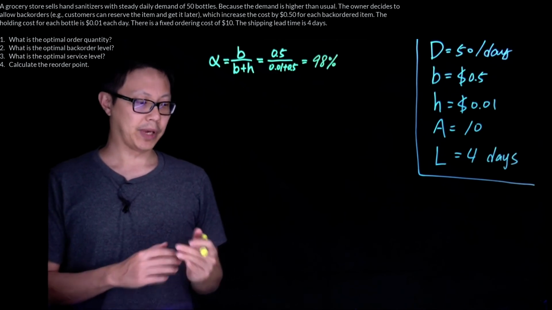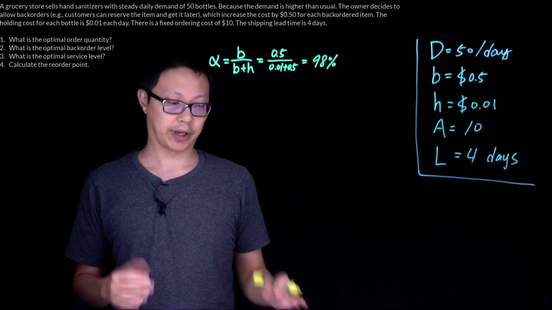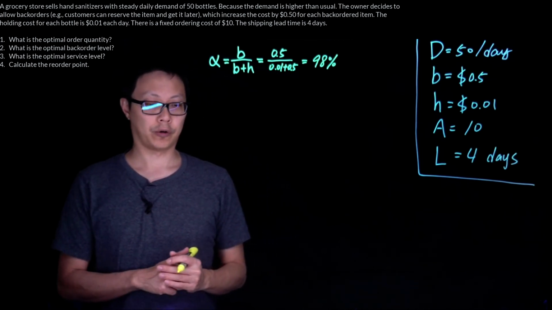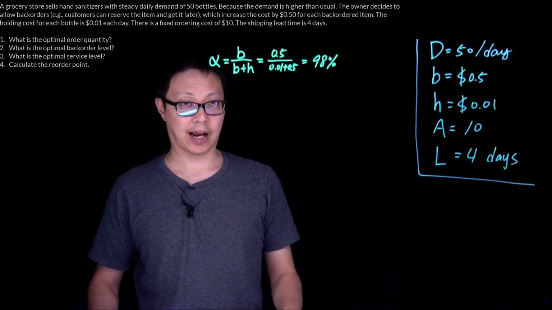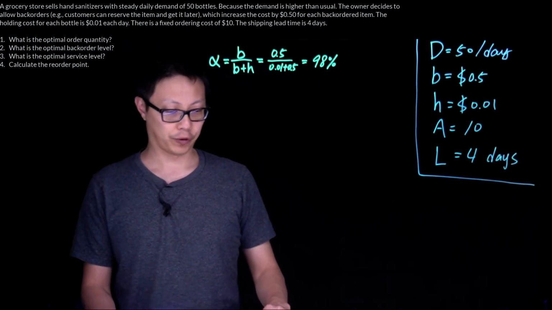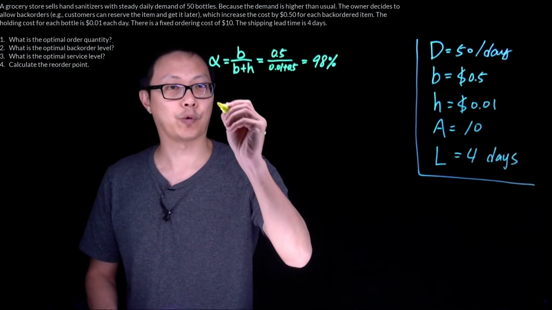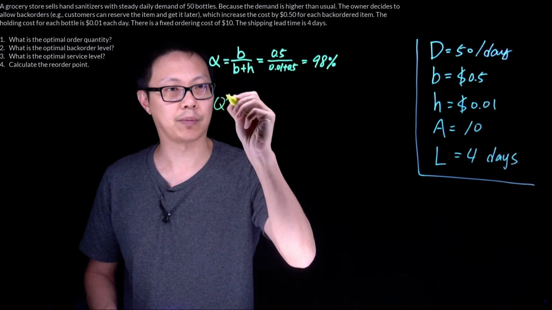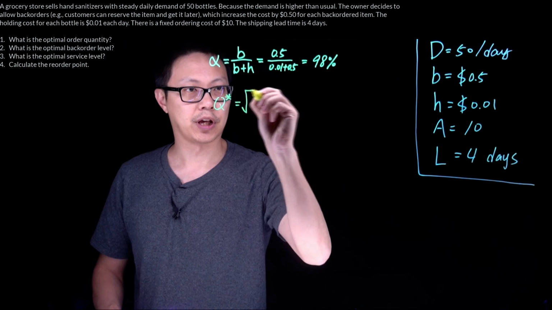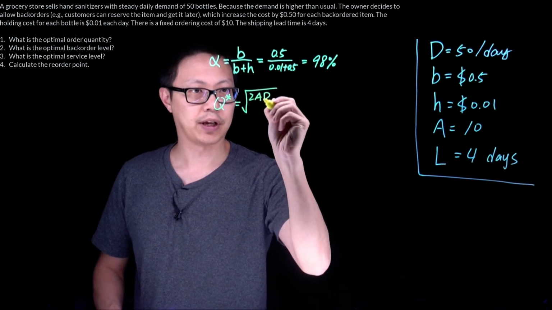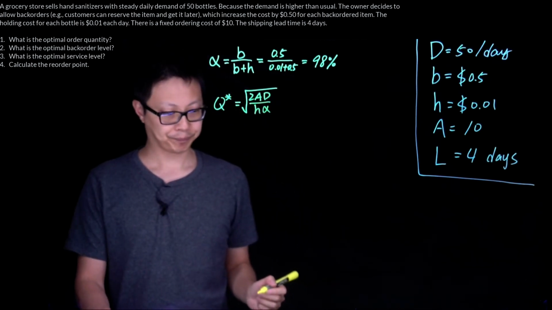Okay, so it means that when the customer arrives, 98% of the chance they will be able to get the item right away. Or put it differently, only 2% of the customers will experience stock out and they need to get the back orders. So once you have the service level calculated, the next thing we want to do is to calculate the optimal quantities. And it will be equal to square root of 2AD divided by H alpha.